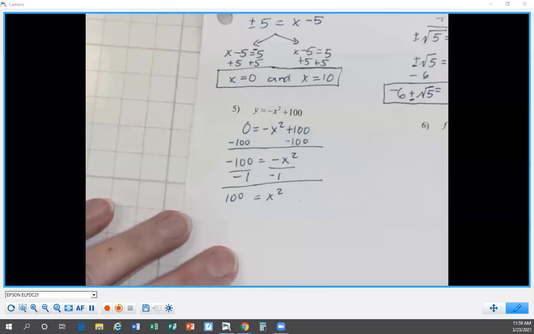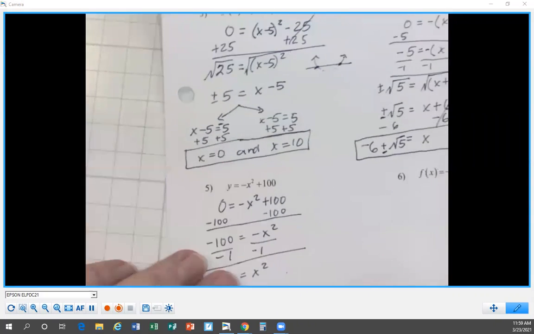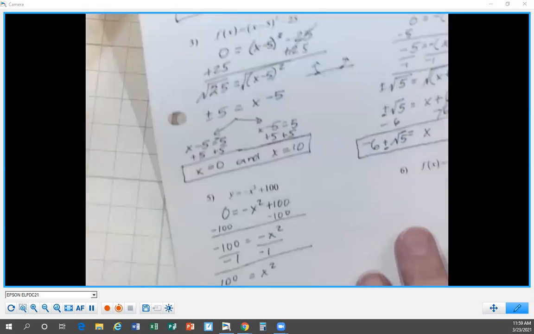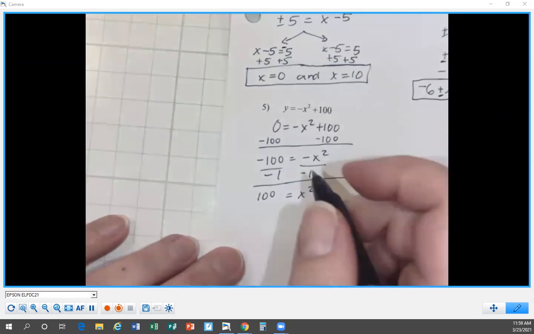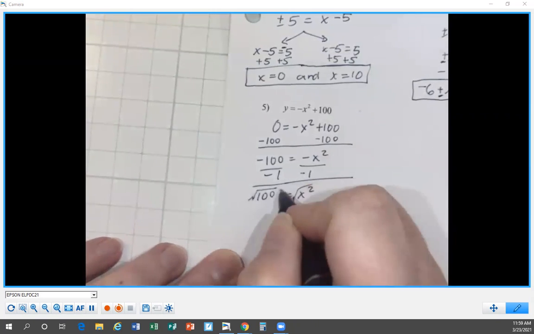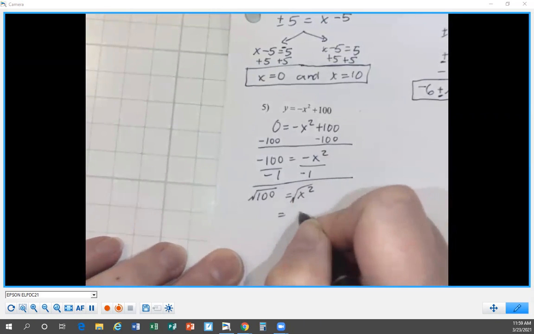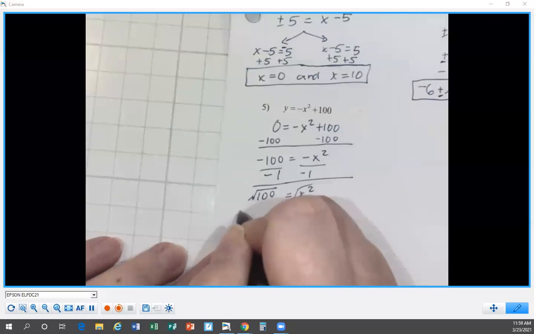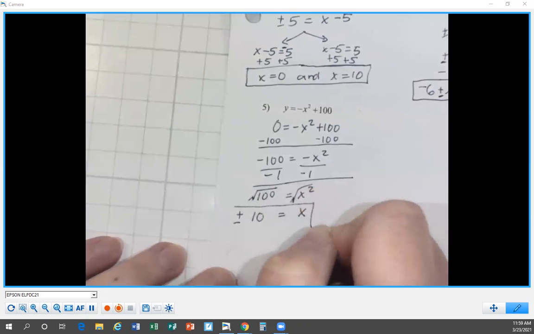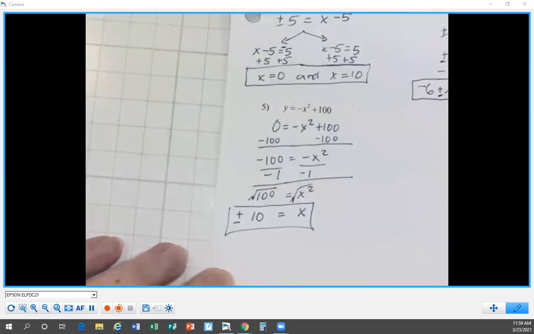And then my last step is with my exponent. I'm working backwards, so this is my exponent now. x is being squared. I don't care what x squared equals, I care what x equals, so I take the square root. The square root of x squared is x. The square root of 100, well, there are two different answers, either positive 10 or negative 10. So x equals plus or minus 10.